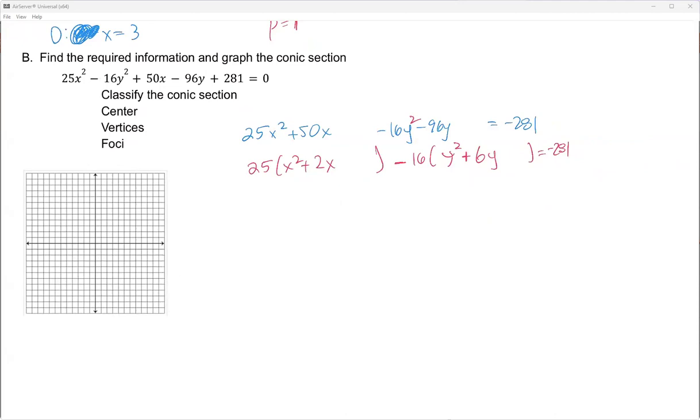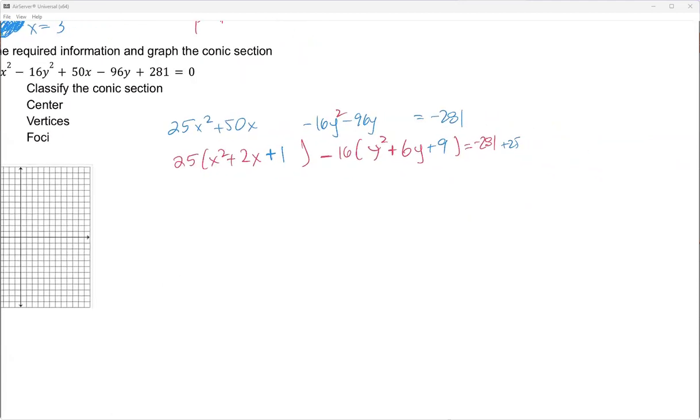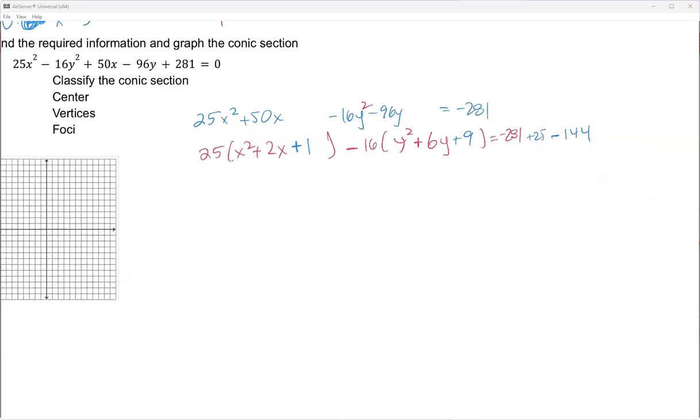So we add the 1 here, right? And that's 25. We add the 9 here, and it's subtracting by 144, right? Because you have to multiply the minus 16 times the 9. So it'd be 25 times x plus 1 squared minus 16 times y plus 3 squared is equal to negative 400, right?